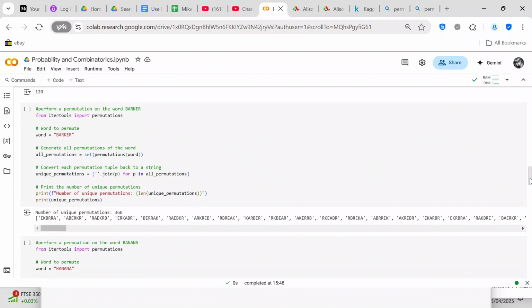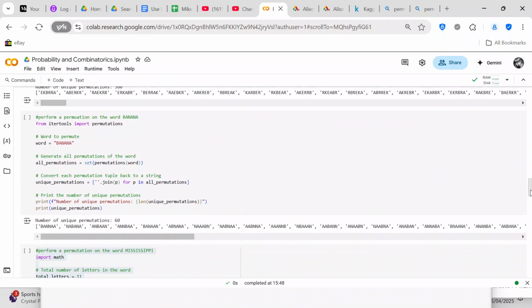And so you convert each permutation tuple back to a string. So unique_permutations equals a space dot join P for P in all_permutations. And then we print the number of unique permutations, which is 360. And then you print the unique permutations. So it gives you 360 ways that you can spell the letters in the word Barker.